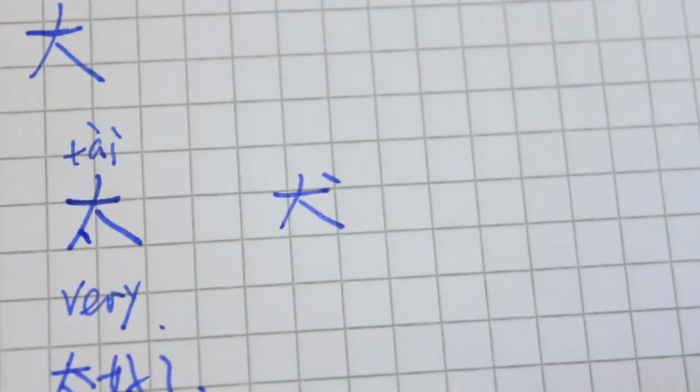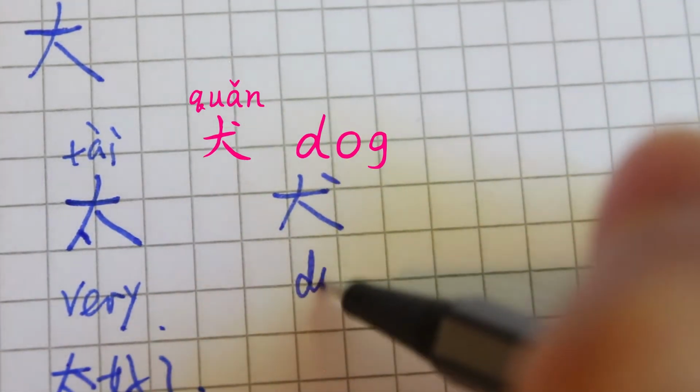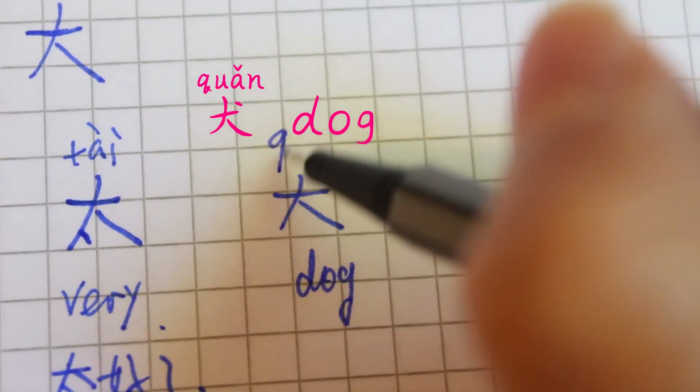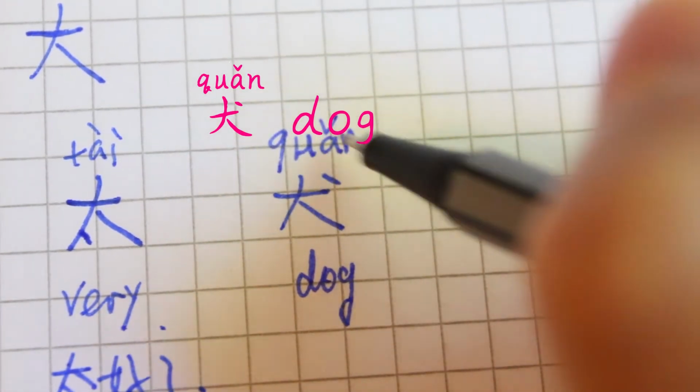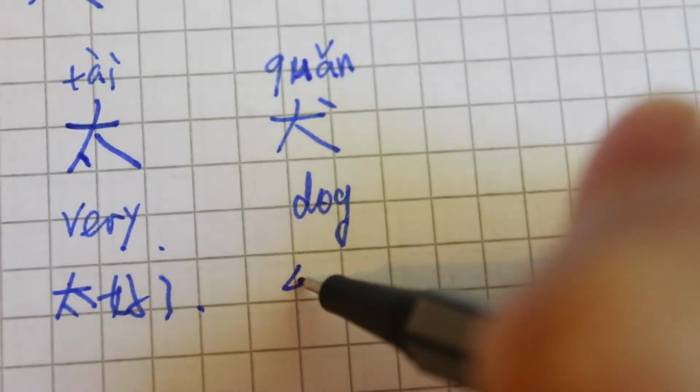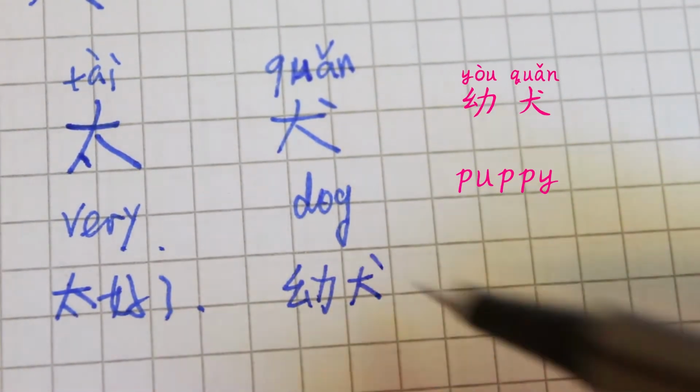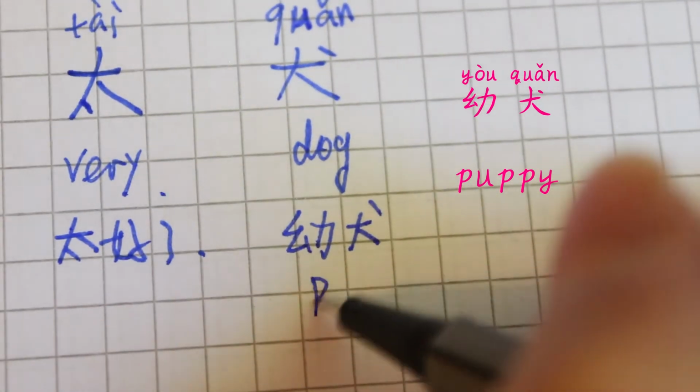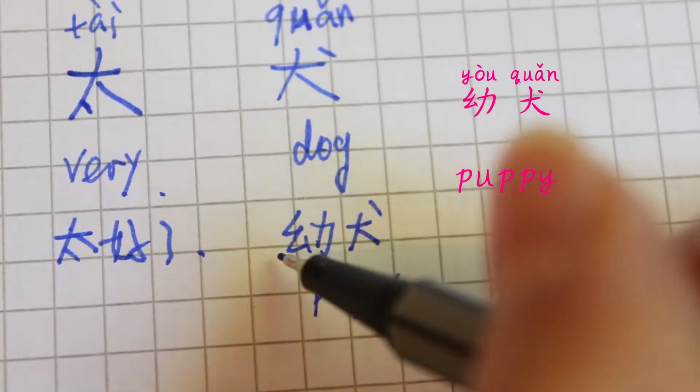And the next character, you can also add a dot. Add a dot here, and it means dog. 犬. 犬 means a dog in Chinese. You can say 幼犬. 幼犬 means the little dog, the puppy. So, 幼犬.